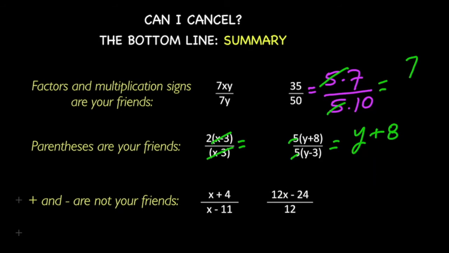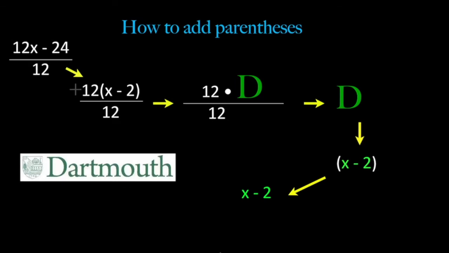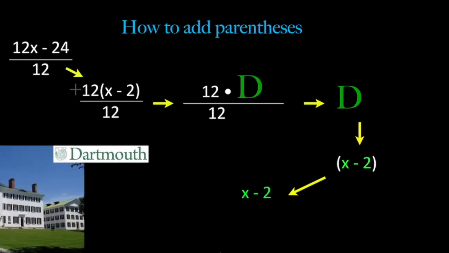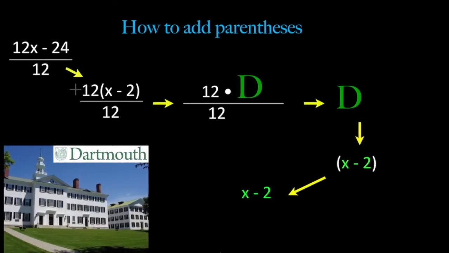Now, if we look at the next slide, I recreated this here. We pulled out our 12, and we have our x minus 2. We already checked our math. That allows us to cancel out the 12s, and our final answer is x minus 2. Now, I have found that it is very helpful in your mind to consider this parenthesis as a variable. I find this is very helpful for students.